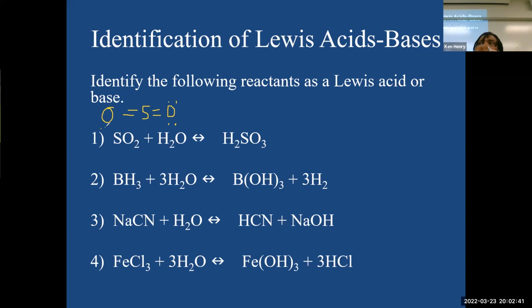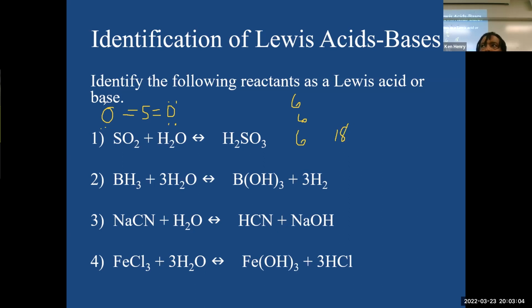Valence electrons are electrons that are going to be involved in bonding, right? So sulfur has six valence electrons. Oxygen has six valence electrons. That's another six, right? So we have a total of 18 valence electrons.